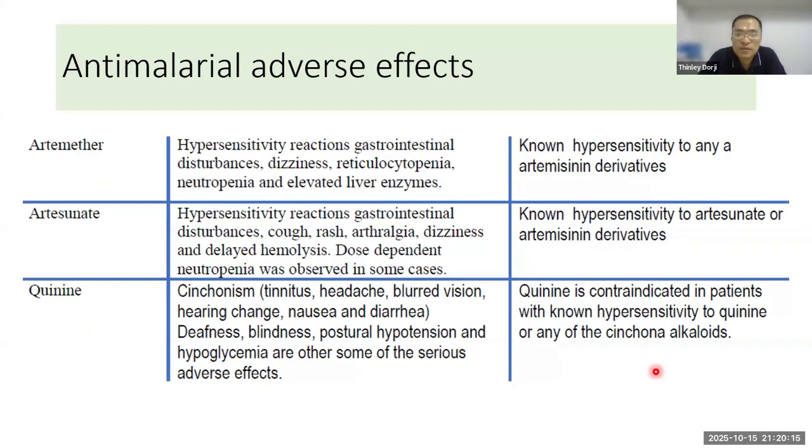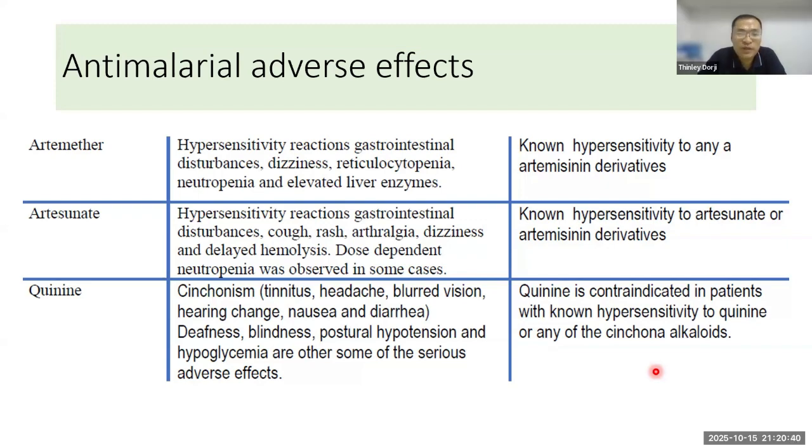If there's known hypersensitivity to any artemisinin derivatives, please do not administer artemether. The adverse effects of artesunate include hypersensitivity, GI disturbances, and it may also cause dose-dependent neutropenia.